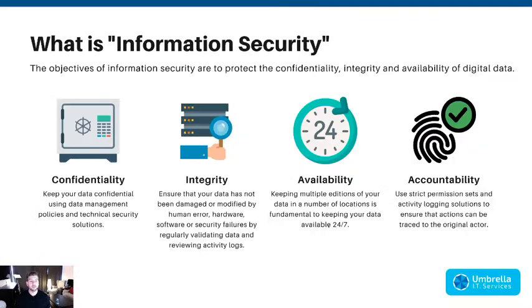Moving on now, we're going to get into the nitty-gritty here and define what is information security. So the formula that I use when I'm making sure that my clients' data is safe is I make sure that the confidentiality, the integrity, the availability, and the accountability of their data remain intact. So what that means is that under confidentiality, your data needs to be confidential. You need to make sure that you're keeping your data confidential using data management policies and technical security solutions. So what that means is that if you don't want someone to be able to see your data, they can't see it. What is confidential remains confidential.